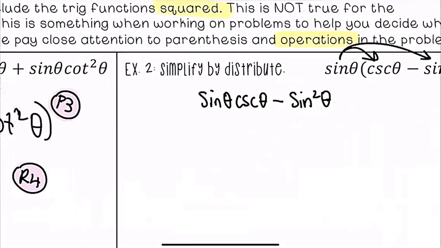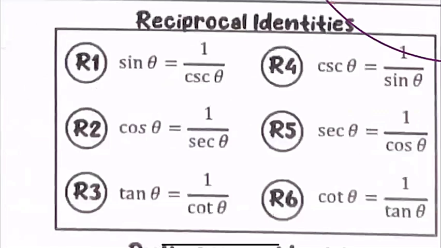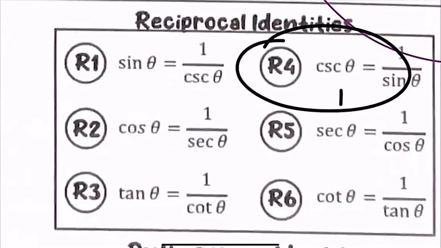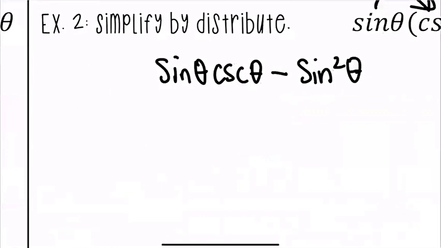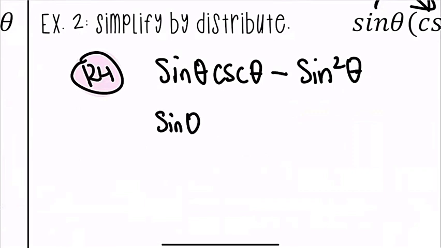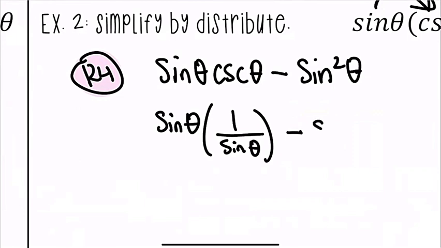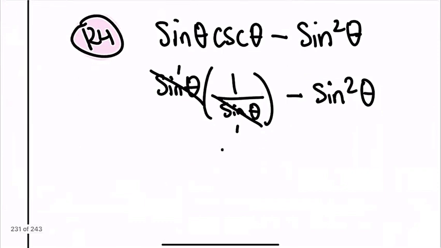And I'm going to look over at my paper again. I'm looking to change cosecant. This one says cosecant, that is R4. So per R4, cosecant's actually 1 over sine. And then I still have my minus sine squared here. And now I have sine times 1 over sine. These would cancel. I would just have a 1 left. So I have 1, and then I still have my minus sine squared.